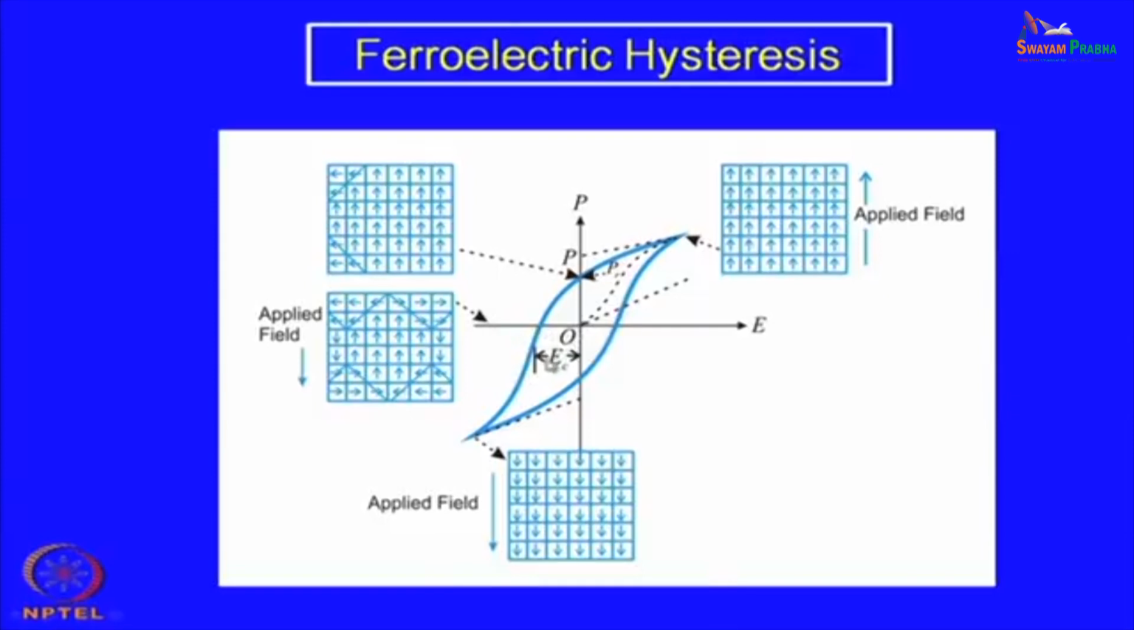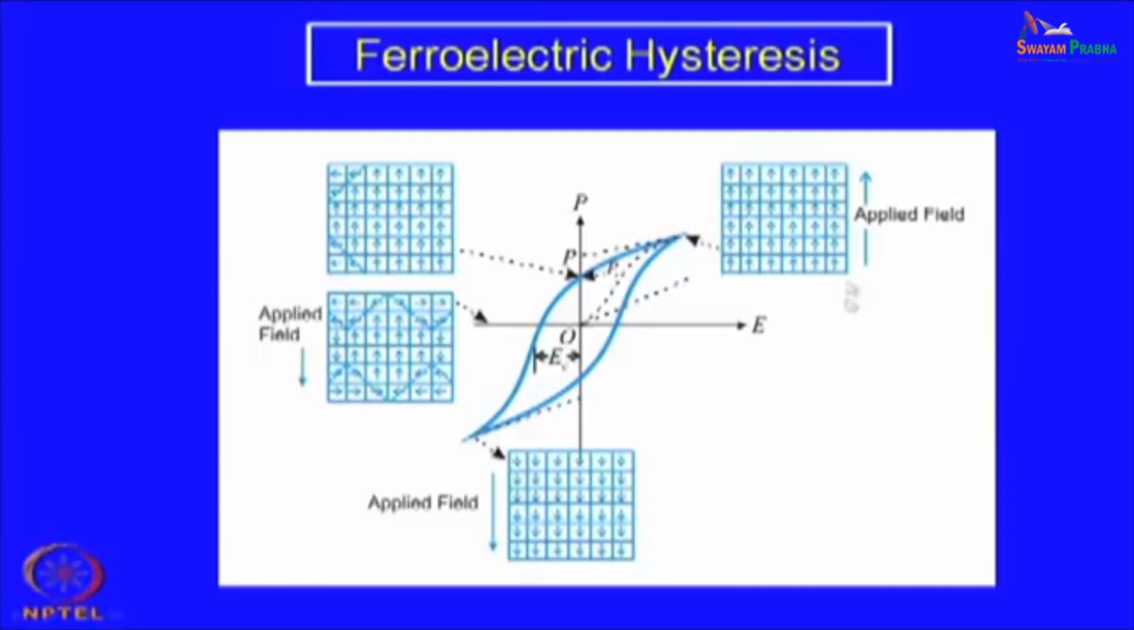So, that negative field EC is called the coercive field. The negative bias or the negative field needed to bring the polarization back to 0 is called the coercive field. And then of course, if you go further in the negative direction, it will saturate once again in the negative direction.